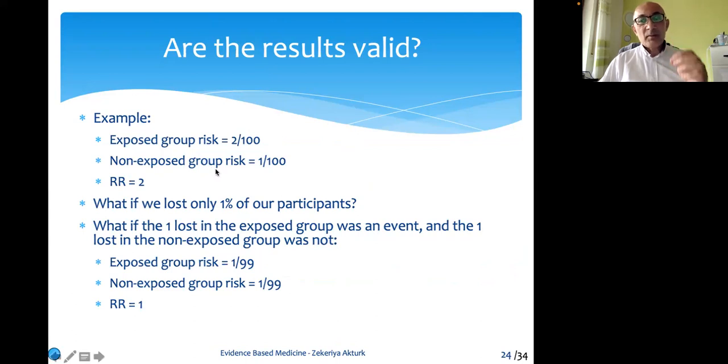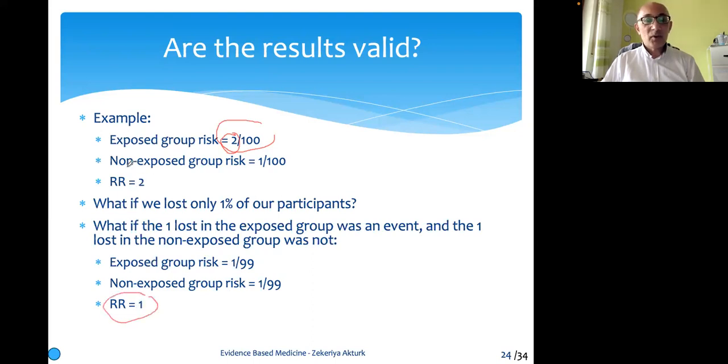Let me show you another example related to this loss at follow-up. In this example, you have two participants exposed to the risk group and one non-exposed. In this case, out of 100 participants, the relative risk is 2. But if one out of these 2 people was lost at the follow-up, you could not measure him, and you would not include him in your analysis. That would be 1 over 100, 99, sorry, because at the end you have 99 participants, and 1 out of 99 in the exposed group, and 1 out of 99 in the non-exposed group. So that would give you a relative risk of 1.